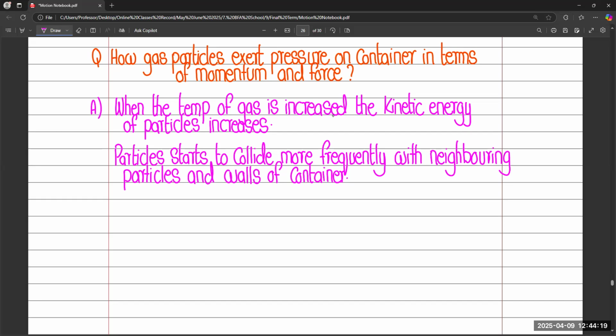And definitely when they collide more frequently, they are exerting more force on particles and the wall of the container. Particles exert more force on walls of the container, and when they collide with the wall of the container they also bounce back.